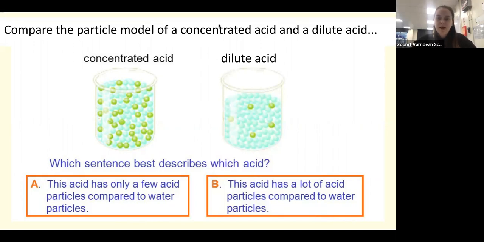So let's have a look at what we said. So which statement best describes a concentrated acid? So most of you here said B. So you said that the acid has a lot of acid particles compared to water particles. Yeah, great. So the concentrated acid here was sentence B. And then sentence A, the dilute acid, is an acid where there are only a few acid particles compared to the water particles.